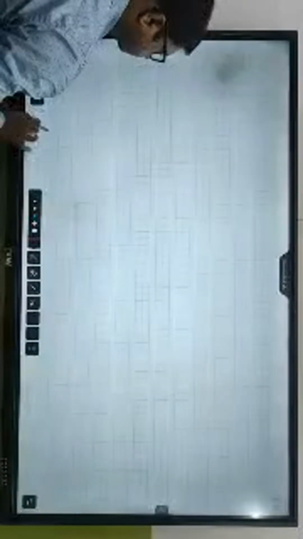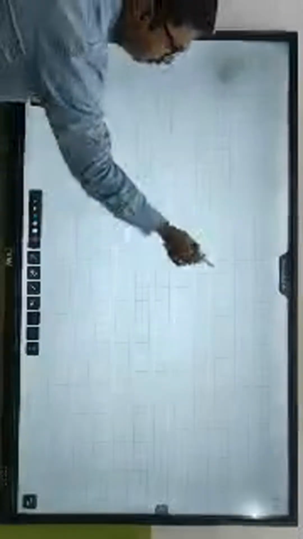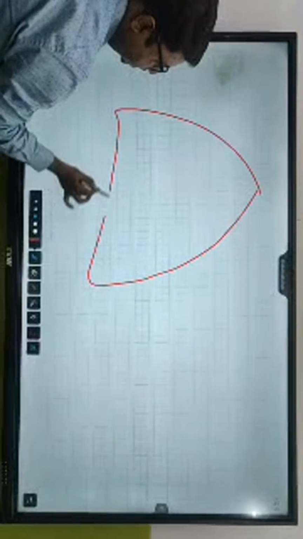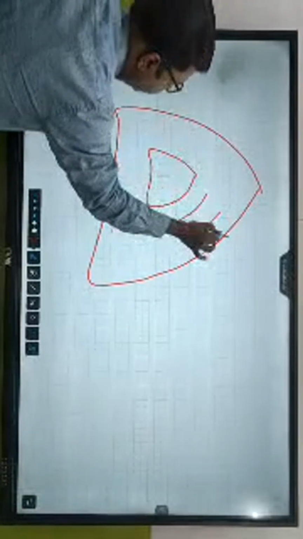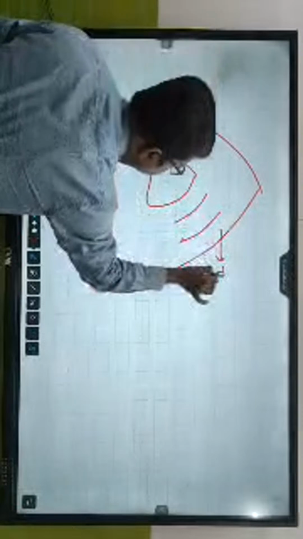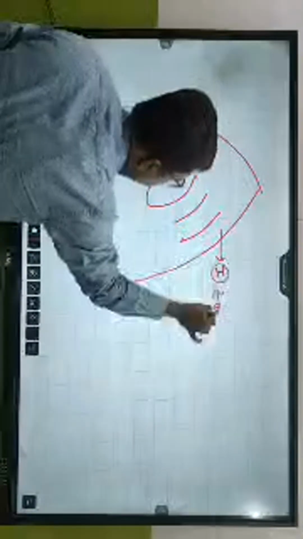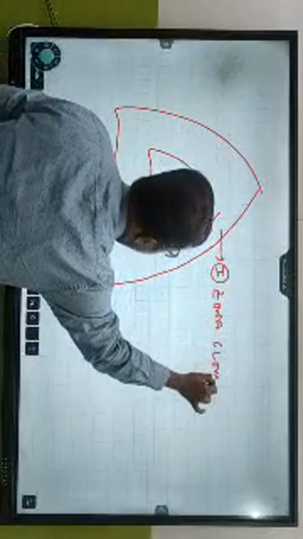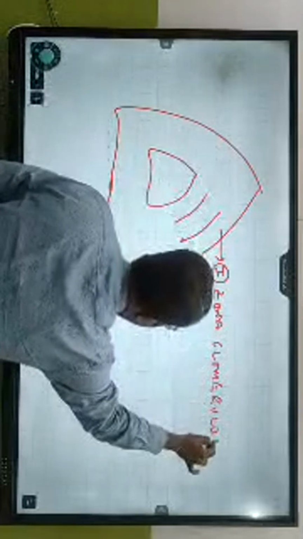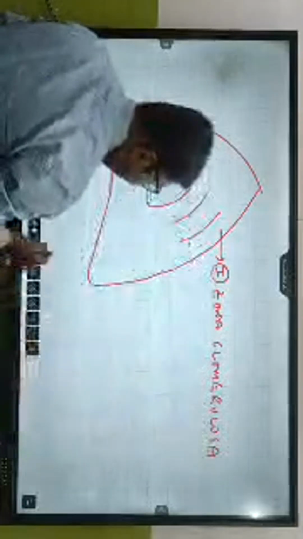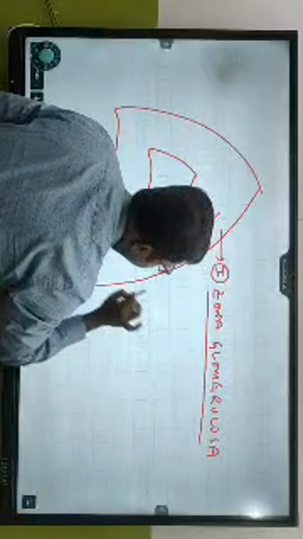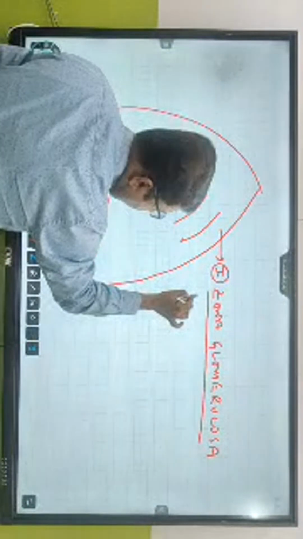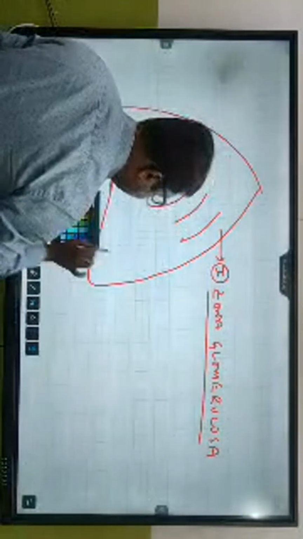Now when we talk about the cortex region, the cortex is having 3 main portions. The first one is called zona glomerulosa. And what is the hormone which is being secreted from here, from zona glomerulosa? The type of hormone is mineralocorticoid.